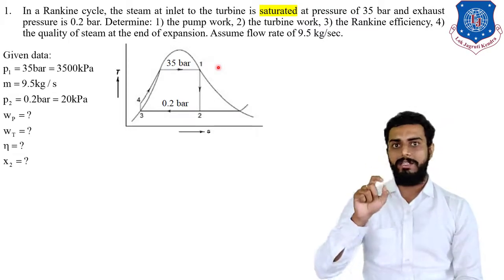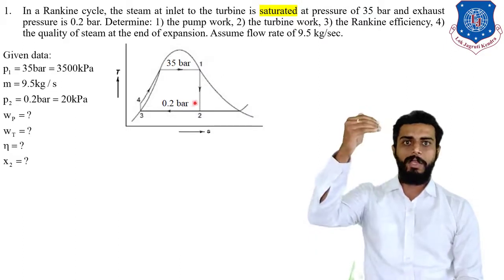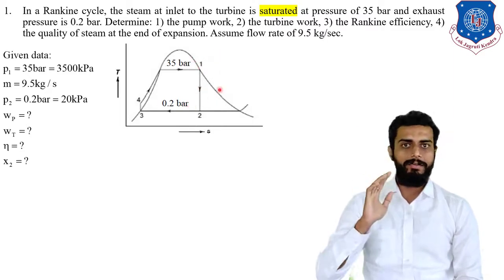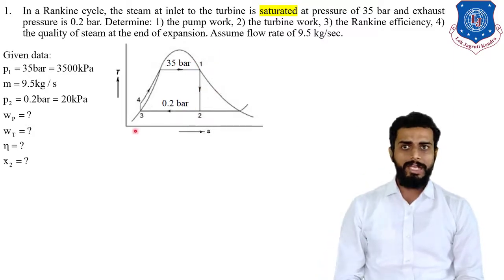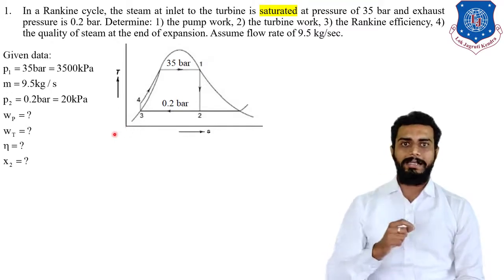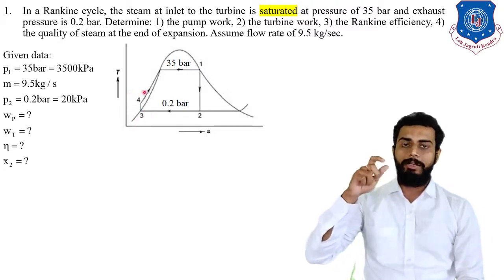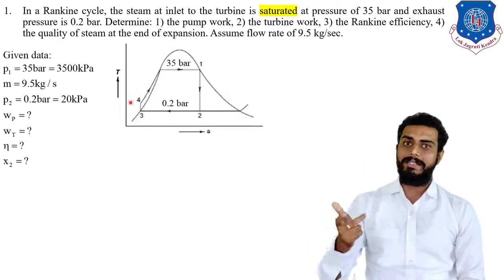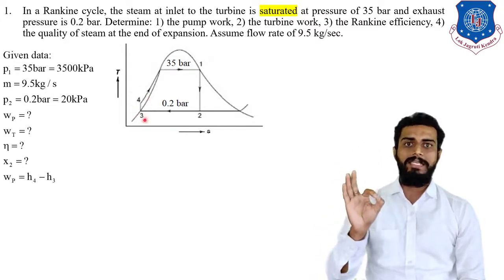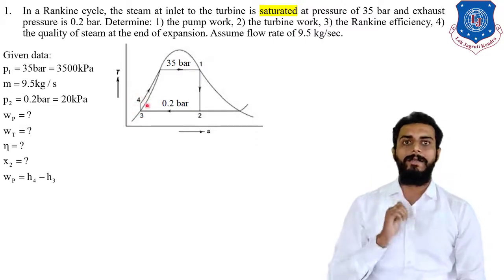I have also mentioned the pressures, that is 35 bar and 0.2 bar. 35 bar is the boiler pressure and 0.2 bar is the condenser pressure. Clear everyone? Now here we are supposed to find out the pump work. You should know that the pump is between points 3 and 4. So what will be the equation for pump work? Obviously the enthalpy difference between 4 and 3. That is why WP is equal to H4 minus H3. See on the screen, I have already written.